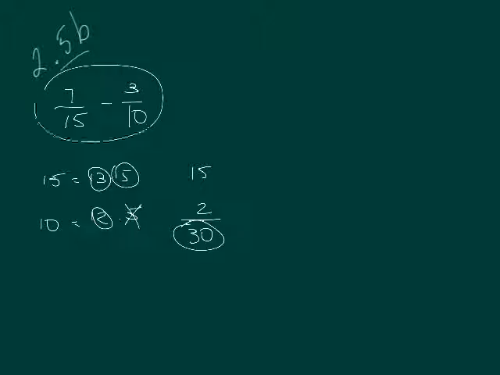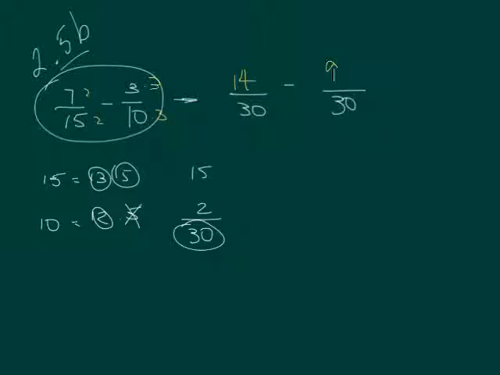So we are going to change this to have a common denominator of 30. So the question is again, what did we do to get this from a 15 to a 30? Well, we multiplied it by 2. So we're going to multiply the top by 2. Then we look at my other fraction right here. What did I do to go from 10 to 30? Well, I had to multiply it by 3. If I multiply the bottom by 3 to get it to be a 30, I have to multiply the top by 3. And that gives me a 9.